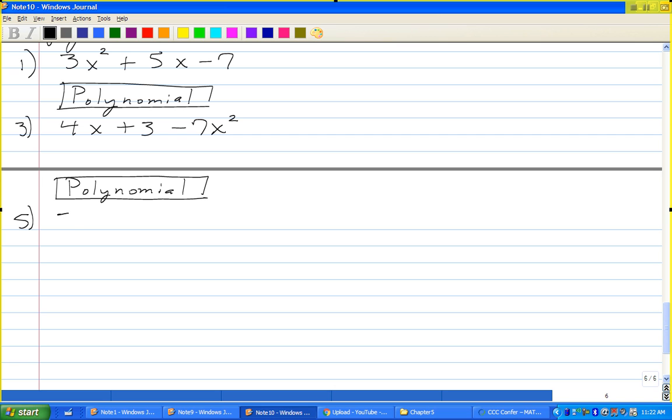Number 5. 3x squared plus 1 over x plus 2. This is not a polynomial because 1 over x is not x to some positive whole number exponent, so this is not a polynomial in x.